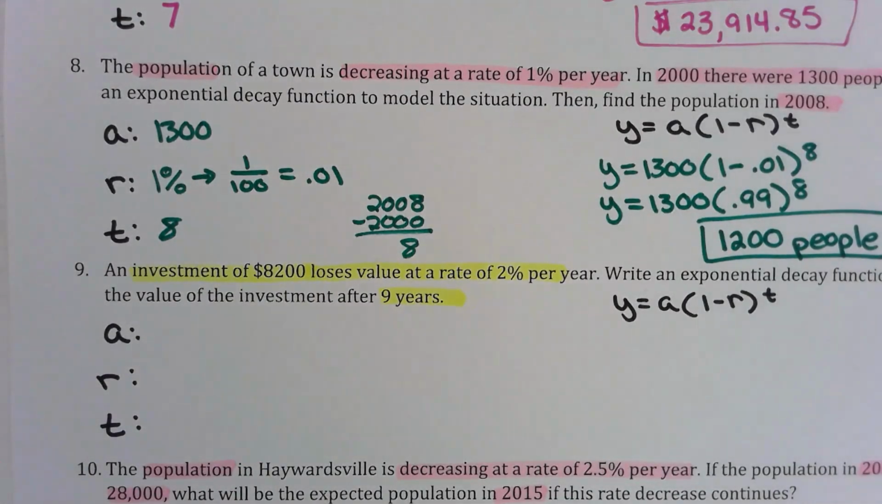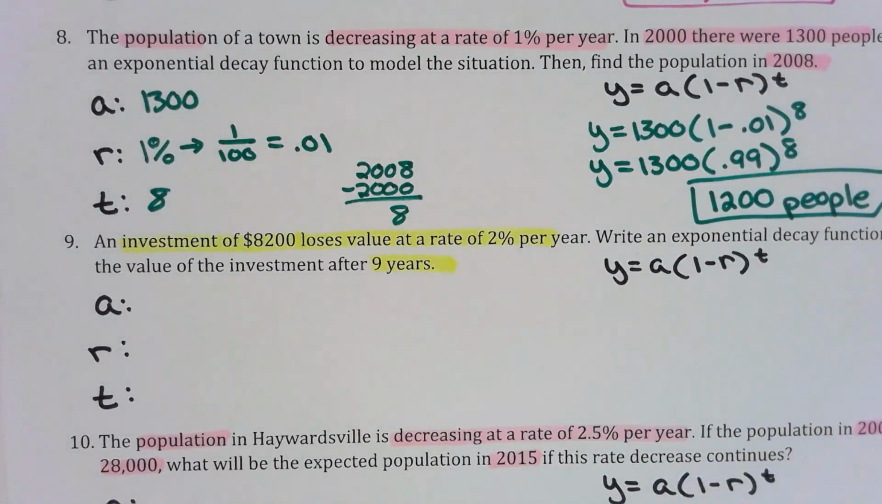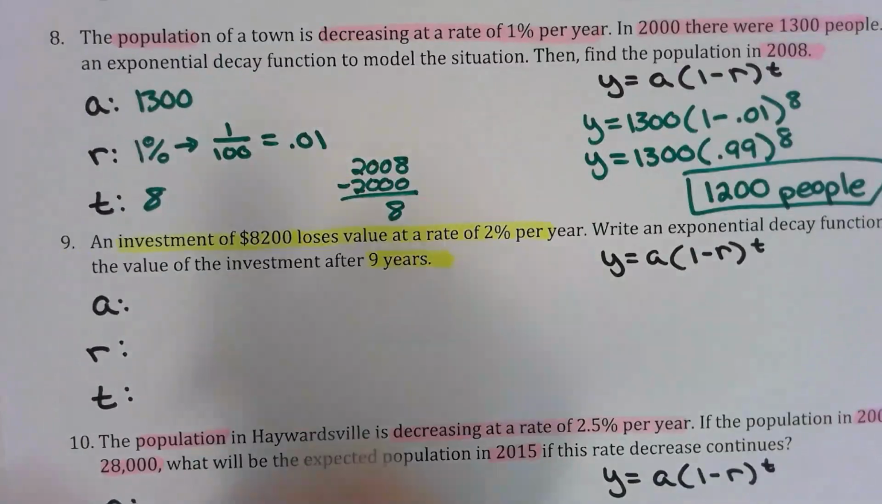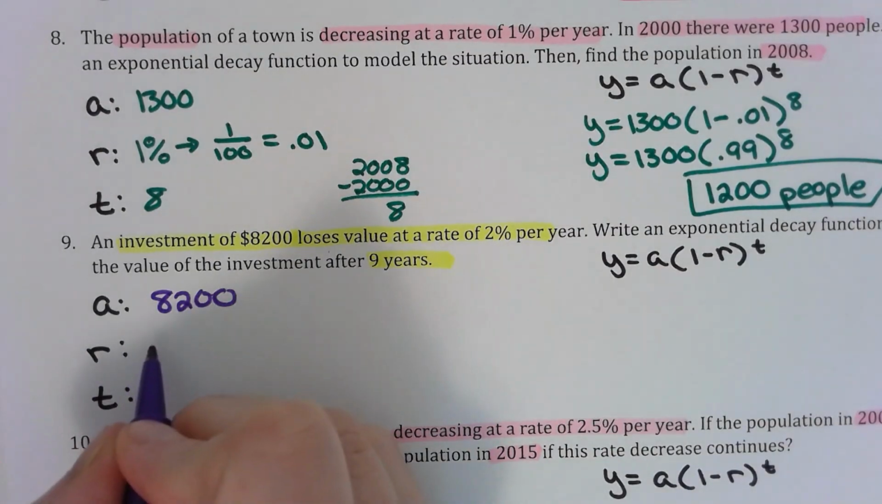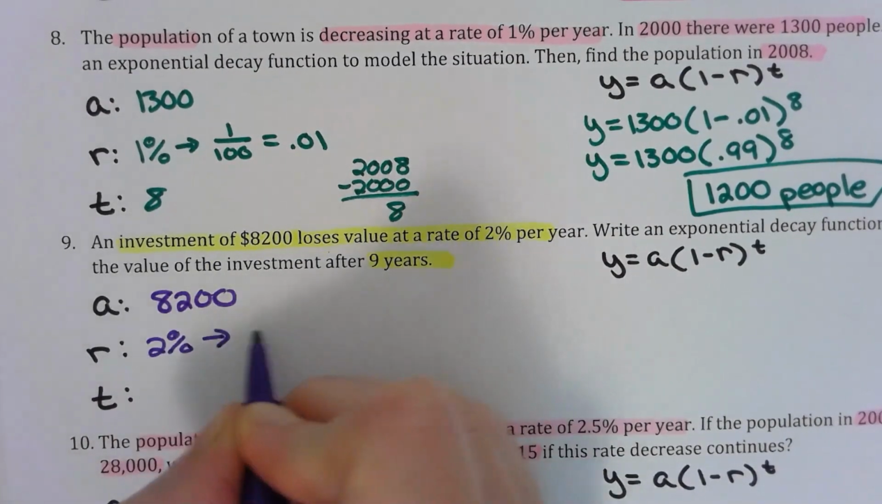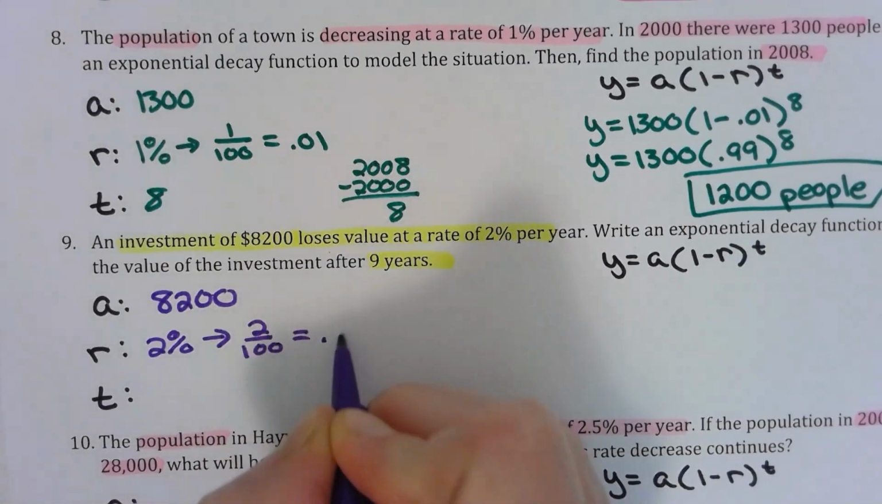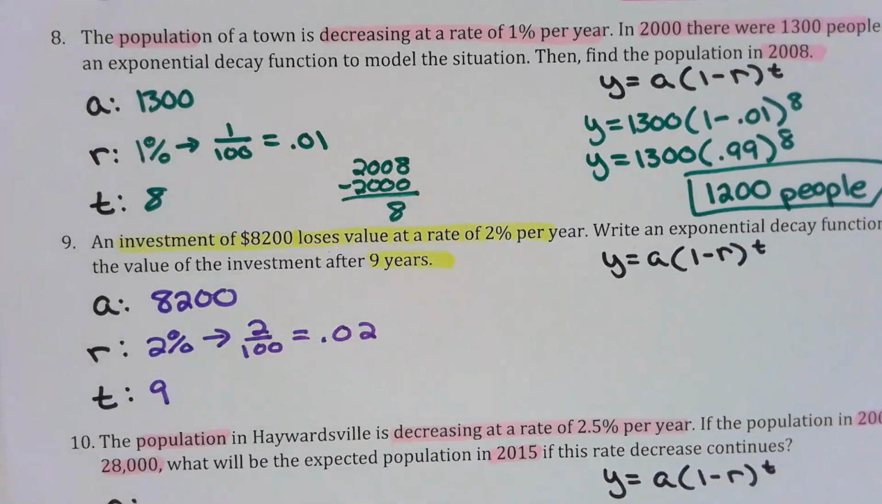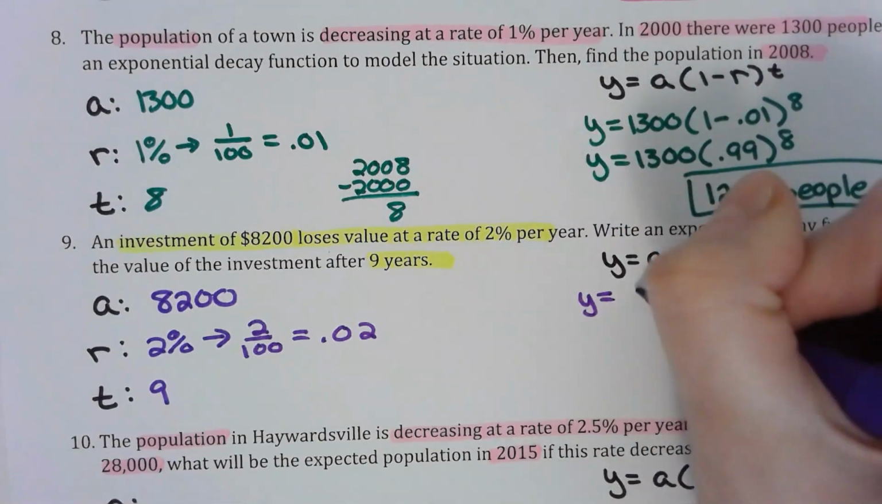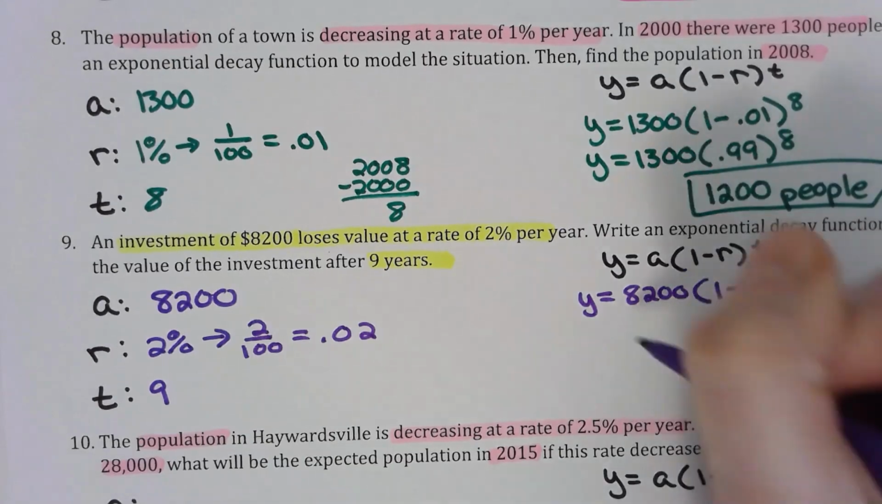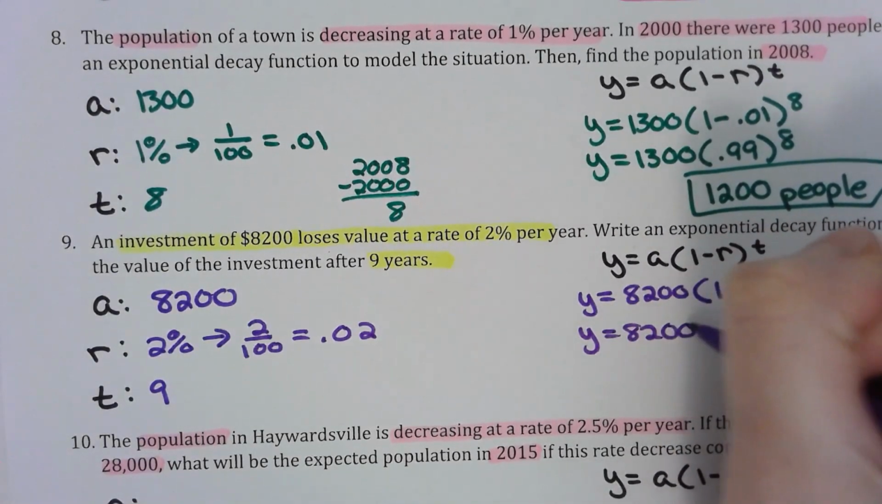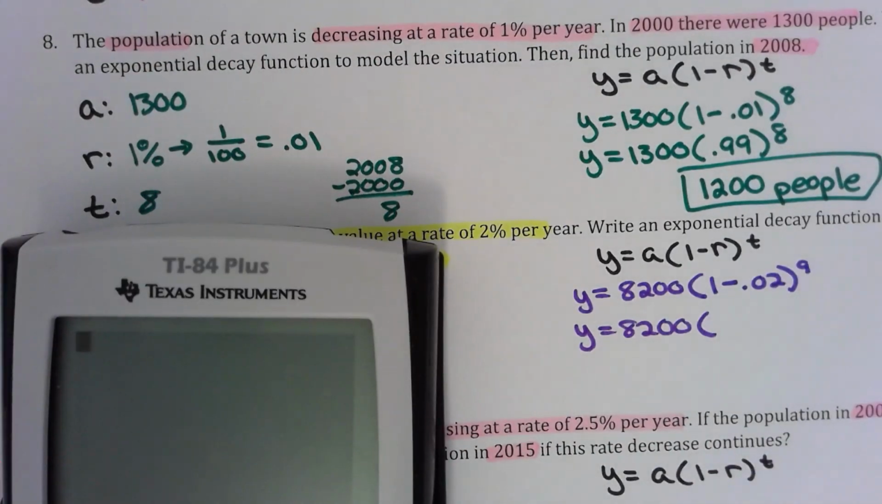Number 9. An investment of $8,200 loses value at a rate of 2% per year. So we've got our original value. They said it's losing value, that's why it's decay, and we're talking about 2% for the rate. So 2 divided by 100 is equal to 0.02, and we're talking about 9 years later. So y is equal to 8,200 times 1 minus 0.02 to the 9th power, and I always want to simplify what's inside my parentheses. So I've got 1 minus 0.02, to the 9th power.